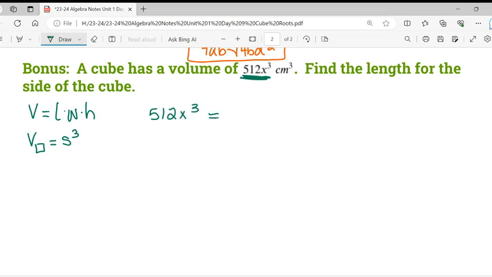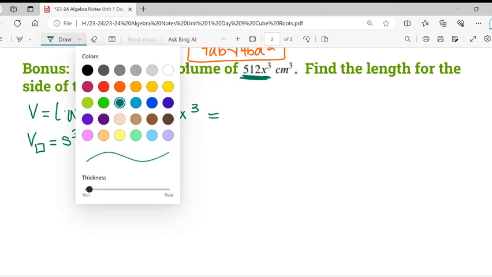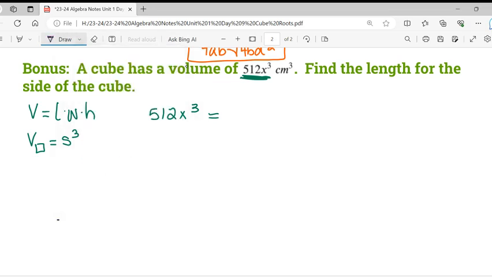And we want to know a side length. What can we do to find the side length if we know the volume is 512x cubed? Well, what we can do is go ahead and take its cube root. So we're taking the cube root of 512x cubed.